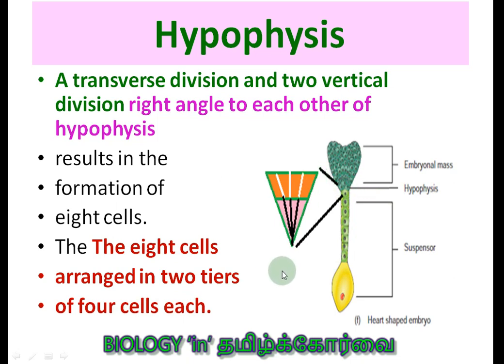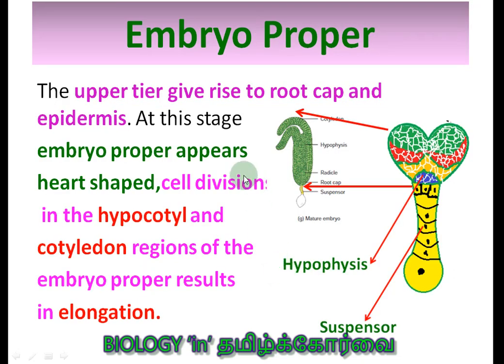So what happened to this hypophyseal region? Let us see. Now you see the embryo proper. The upper tier gives rise to the root cap and epidermis. So this is the upper tier. Hypophysis forms the root cap, so the root cap is towards the haustorium or suspensor. At this stage the embryo proper appears. This is the embryo proper, a heart shaped structure.